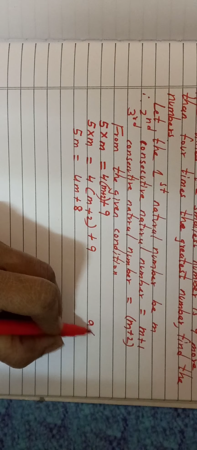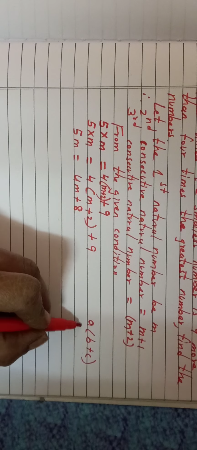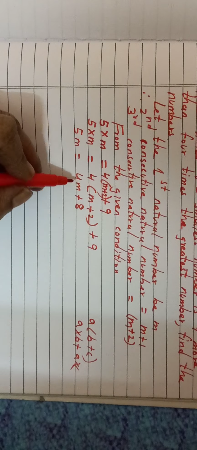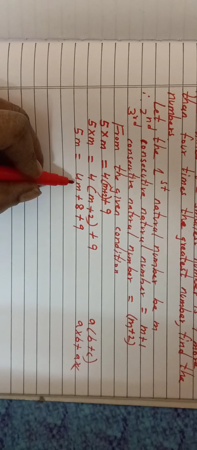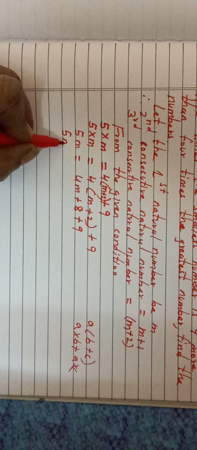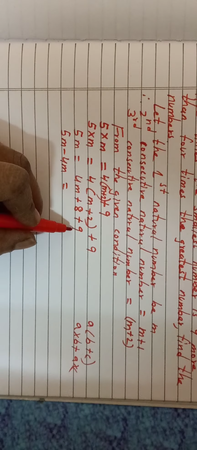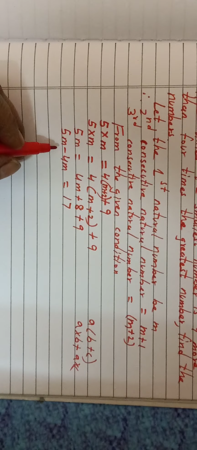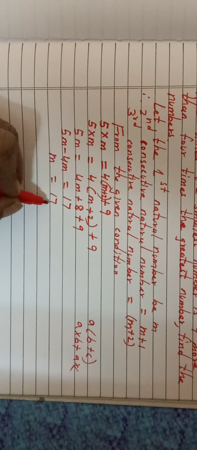See, this way we are applying what in lower classes you all have studied: a into b plus c is a into b plus a into c. So 4 into m is 4m. 4 into 2 is 8. This plus sign you have to write. Okay, plus 9. Now plus 4m, take it to LHS. You will have minus 4m is equal to 8 plus 9, 17. So you will get 5m minus 4m is m. m is equal to 17.